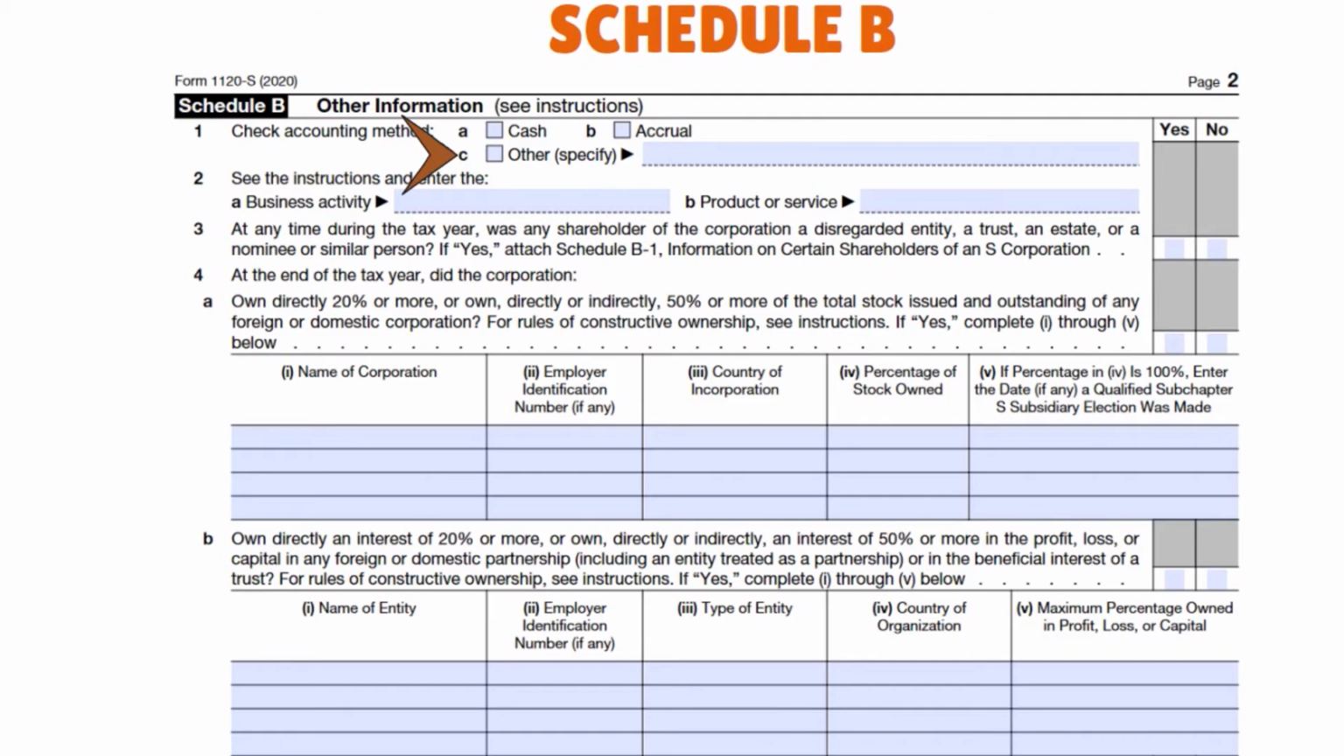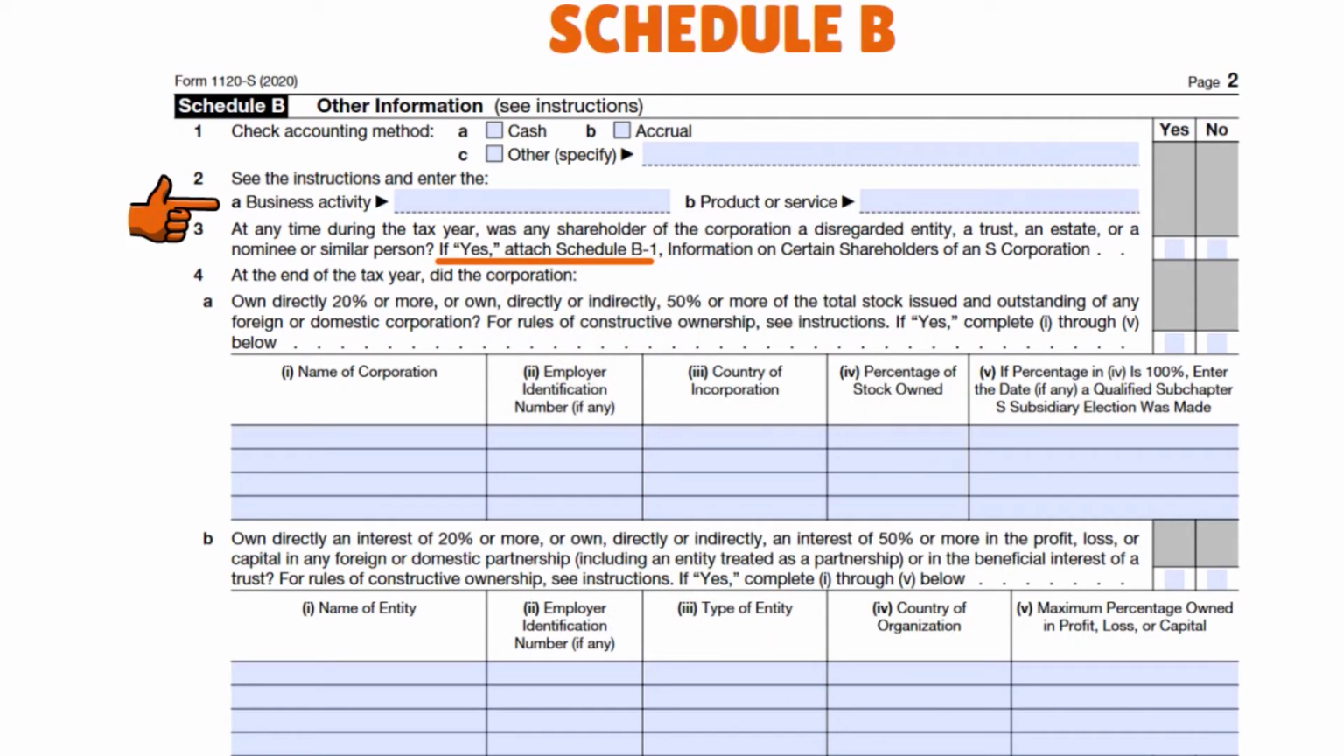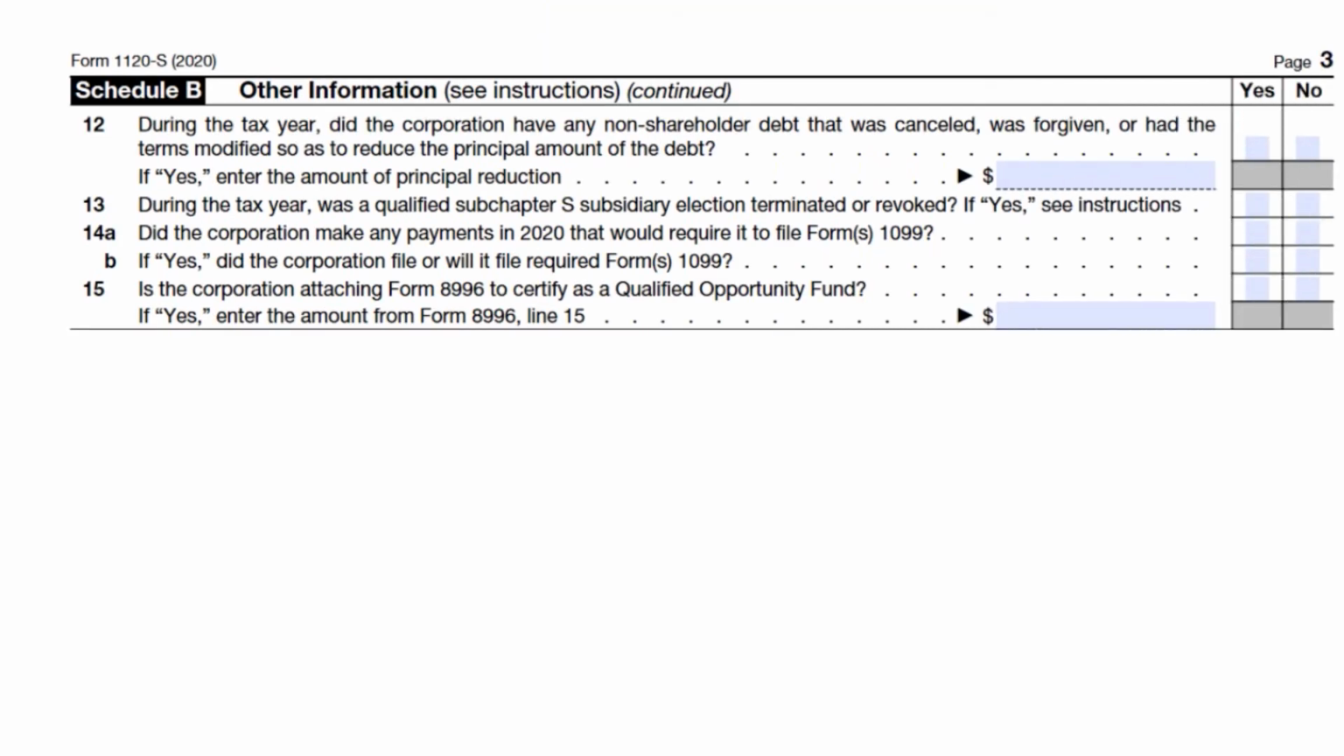On line 2, you're asked for your business activity and whether you provide products or services. After you complete that line, most of the remainder of the information on the form is provided by checking either the yes or no column for each question, right? Only questions with yes answers will require you to provide additional information, if that is applicable to you. Don't forget though, folks, you need to complete lines 14A and 14B. Here it says, did the corporation make any payments in 2020 that would require it to file Form 1099? If yes, did the corporation file it, or will it file the required Forms 1099?